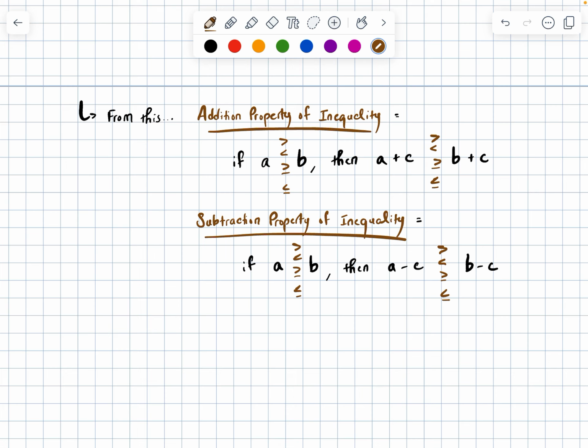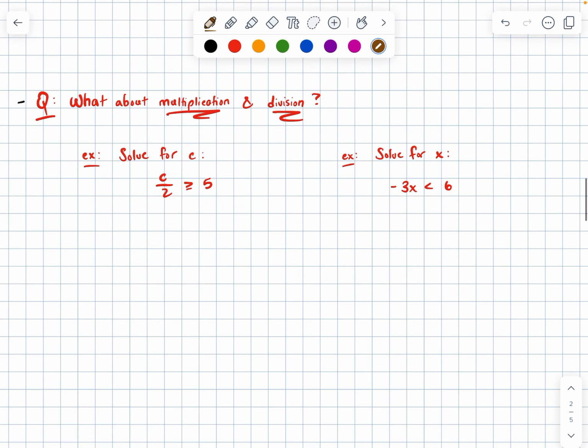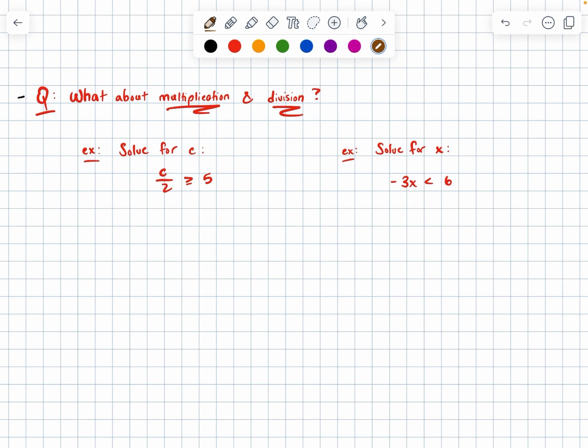Fantastic. So we know how this works for addition and subtraction. Knowing that they work exactly the same way as we'd expect based on what we know about equations, we should hopefully be left with a pretty unsurprising follow-up question. Well, if that's what happens for adding and subtracting, what happens if I try to multiply or divide? So take these two inequalities here. Knowing that the guiding principle, if it ain't broke, don't fix it, has not led us astray before, see if you could make a choice here to solve each of these inequalities for the indicated variable.